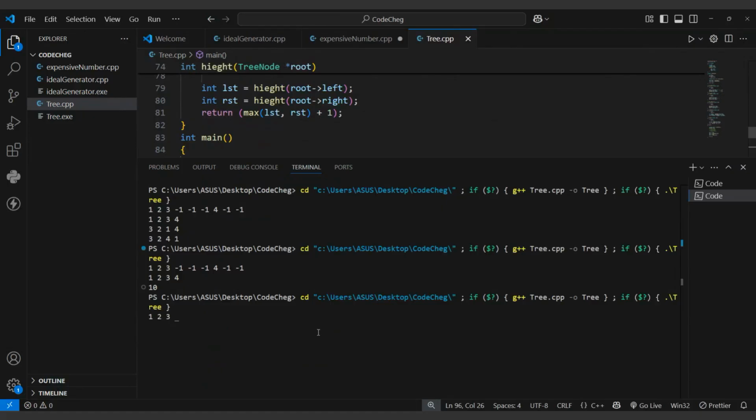1, 2, 3, minus 1, minus 1, minus 1, 4, minus 1. So we are getting 10 and 3. For this 10 and 3, we are getting 10 and 3. Class, is this clear?